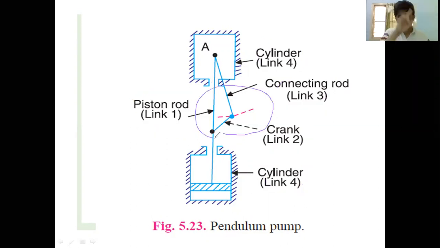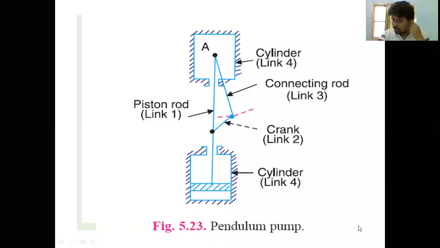So it starts rotating. By that, the piston rod, which is link 1, starts reciprocating, right? If it starts rotating, the piston starts reciprocating, up, down, up, down, up, down. This is what happens. So link 1 is our piston rod, link 2 is our crank, link 3 is our connecting rod, which connects the crank and the cylinder. Link 4 is our cylinder. Okay, this is a pendulum engine, or a simple Bull engine.